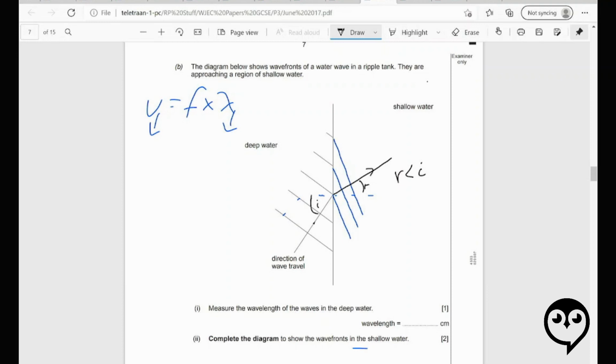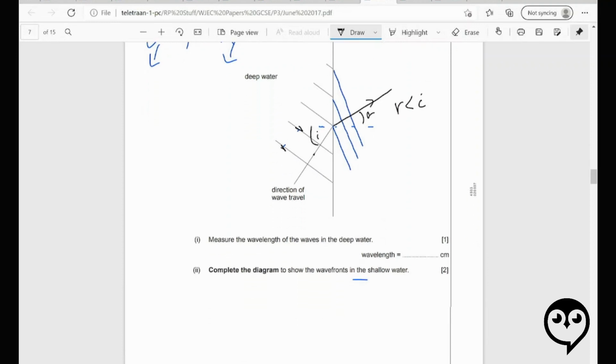You wouldn't want to draw them the other way, because then they would be getting very close to being parallel to the normal, so that doesn't make sense. This way, because of the change in angle and change in direction of path, the wavelengths are closer together. I think that's what we like. Measure that value off of there, and then there's the diagram. Let's have a look at the mark scheme.